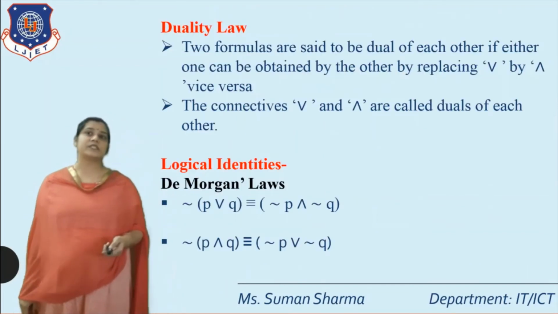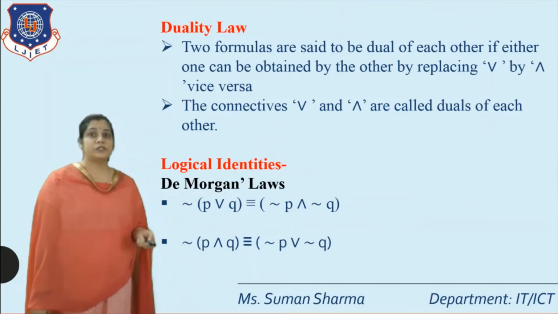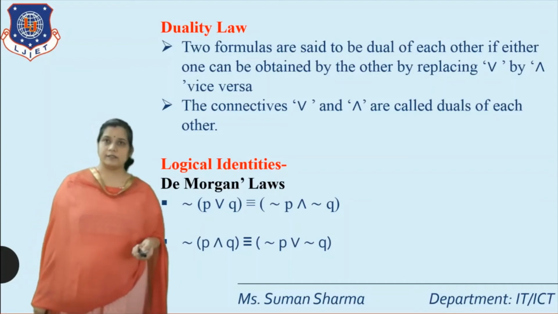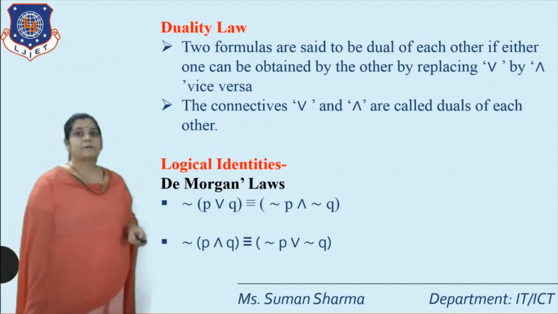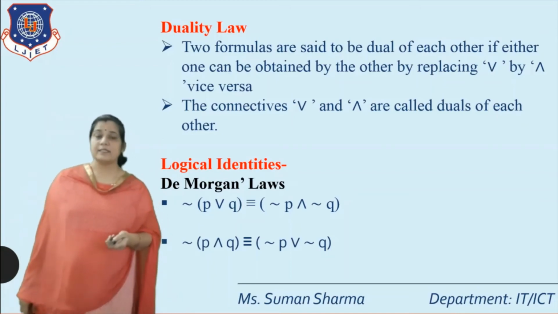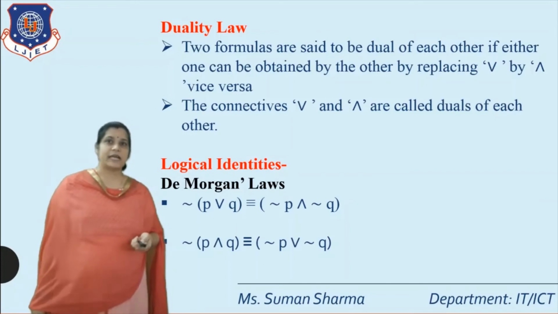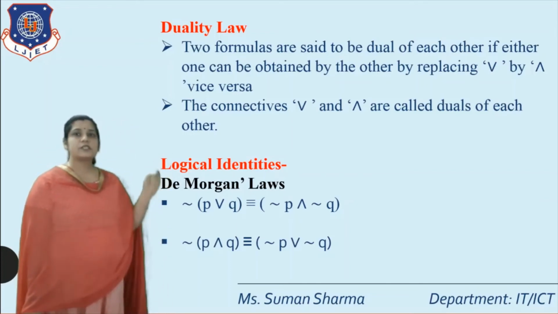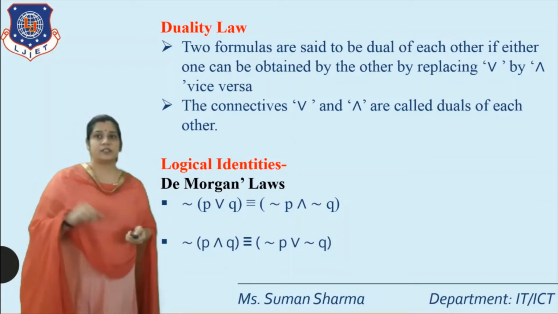Next one is the duality law. So what is the duality law? Two formulas are said to be dual of each other if either one can be obtained from the other by replacing disjunction by conjunction or vice versa. That means the connectives disjunction and conjunction are called duals of each other.